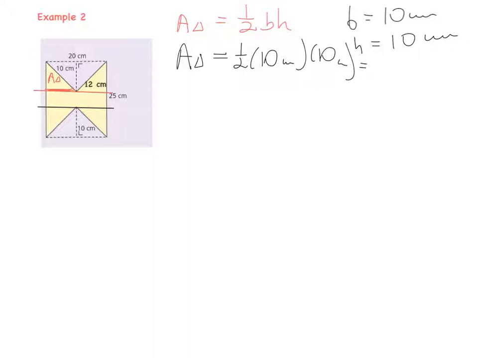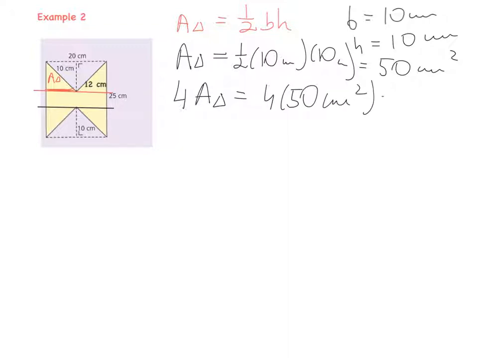So we have 1/2 multiplied by 10 is 5, multiplied by 10, 50 centimeters squared. Now we have four exactly the same triangles, so we need to multiply it by 4. So 4 multiplied by A, so we have 4 multiplied by 50 centimeters squared, and then we have 200 centimeters squared.